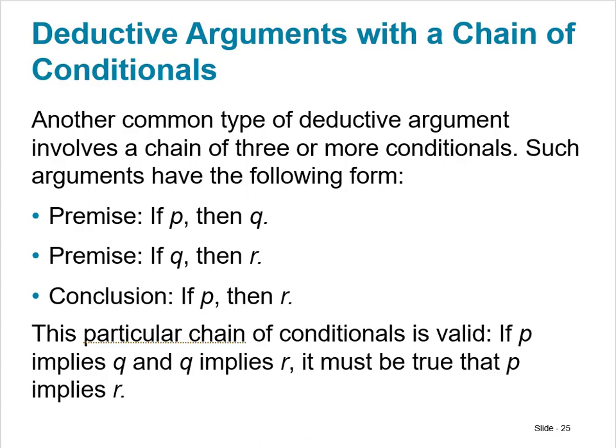Okay, deductive arguments with a chain of conditionals. Another common type of deductive argument involves a chain of 3 or more conditionals, and such arguments have the following form. We have if P then Q, then we have if Q then R, and our conclusion is if P then R. It's kind of the old transitive property of mathematics, right? If A equals B and B equals C, then we know A equals C. That's an actual true deductive argument. These aren't necessarily always going to be true, but they're going to be valid if you can use this structure.